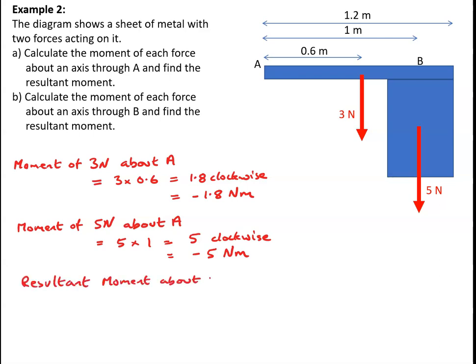The resultant moment about the point A is equal to minus 1.8 plus minus 5, which is minus 6.8 Newton meters.